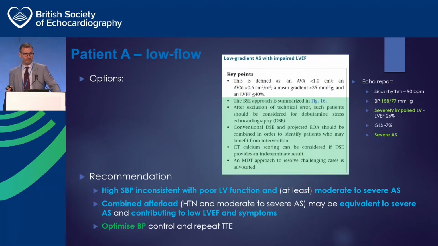And in fact, the combined afterload of high blood pressure, high vascular resistance with the degree of aortic stenosis could be equivalent to severe AS and therefore contributing to the low ejection fraction and the chap's symptoms. So the recommendation was optimize the blood pressure control, and then we'll re-echo in a couple of months before we go down the route of a DSE or a CT, which is what we did.